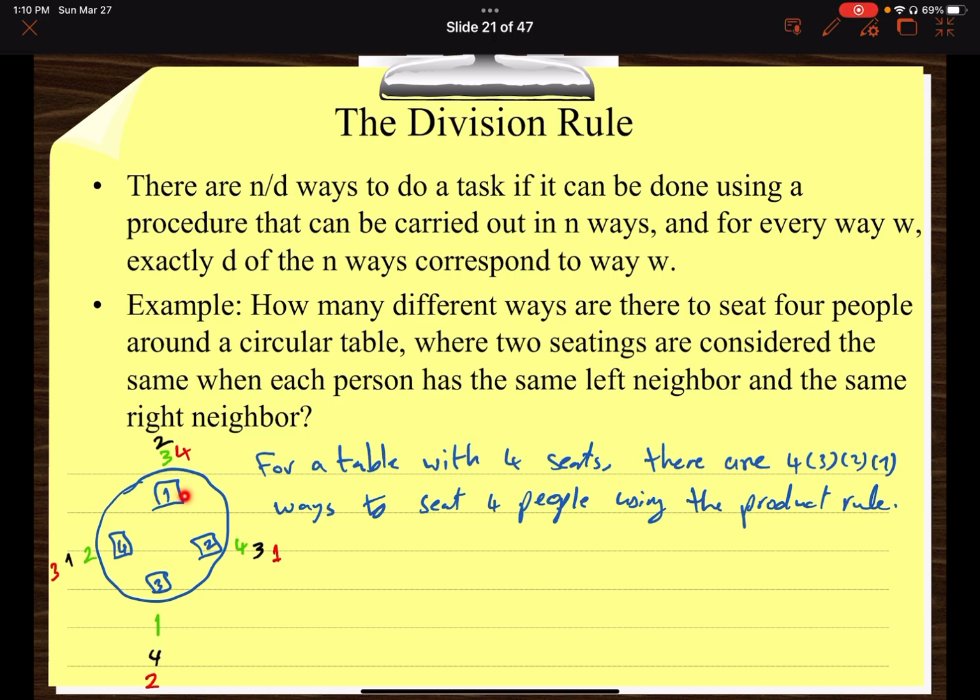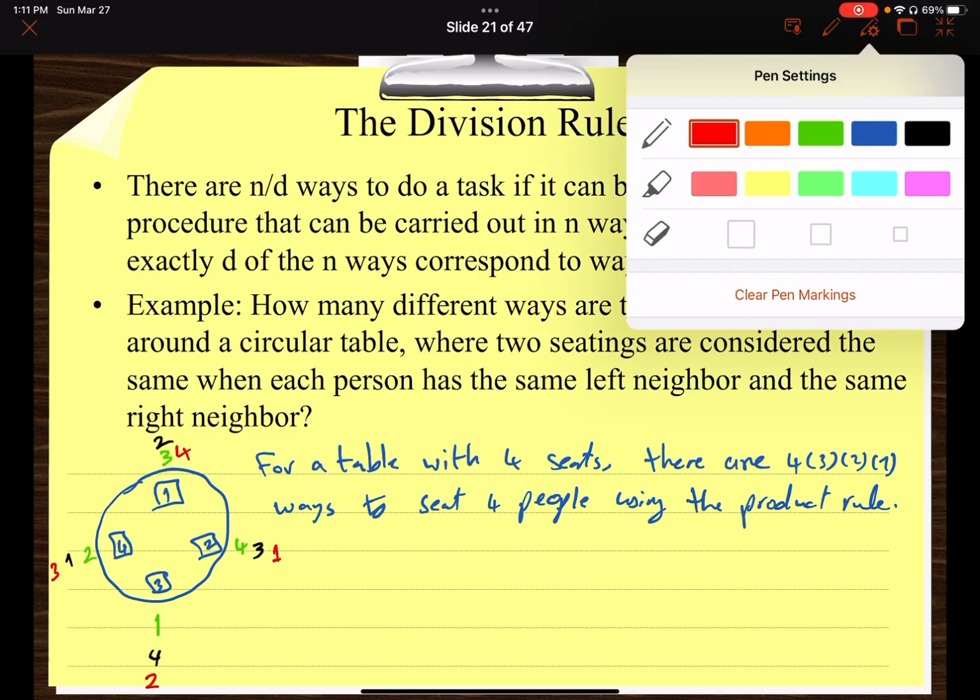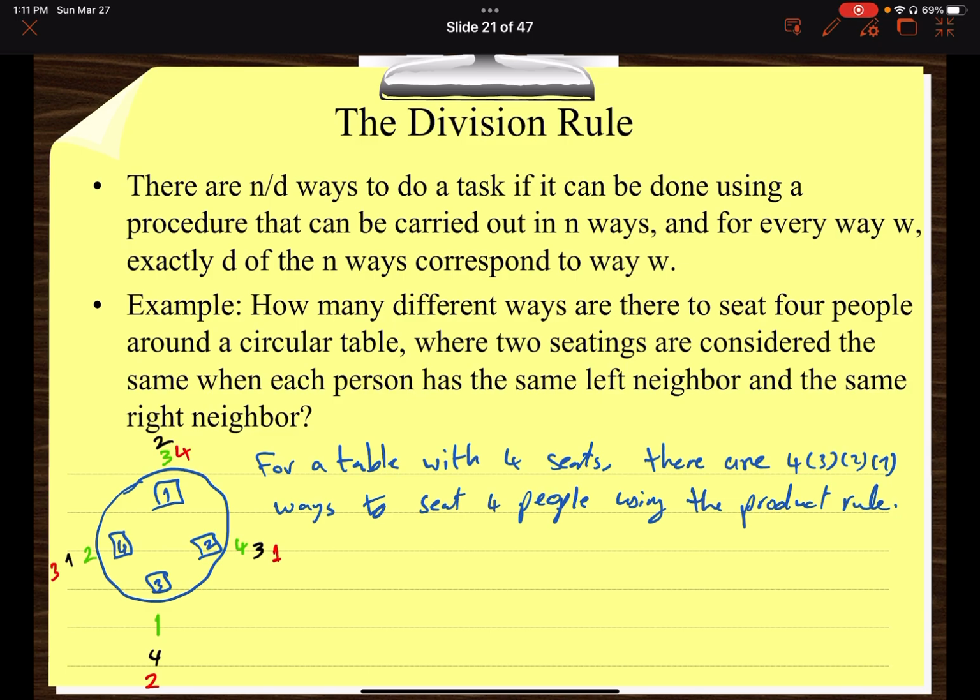So as you can see here, for an arbitrary seating, 1, 2, 3, 4, I was able to generate another 3. And this is arbitrary. So this means that for any seating, among these n factorial seats, we will always have 4 that are exactly the same, or they are considered the same. So in total, how many do we have? Well, now we apply the division rule. Since we have 24, and among those 24, I will always have 4 that are the same, I'm going to have 24 divided by 4.